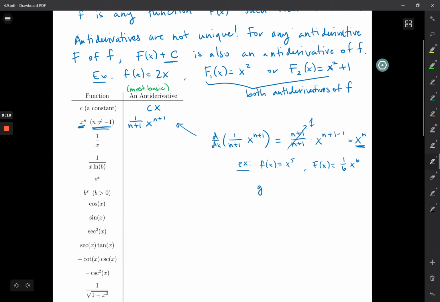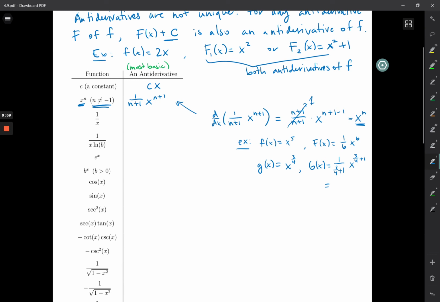Another example, let's use g for this one. We can also use this for fractional powers. We can use it in all of the cases that we use the power rule for, except for that n equals -1. In this case, you will get x to the 3/4 plus 1, and then you will have 1 over 3/4 plus 1.